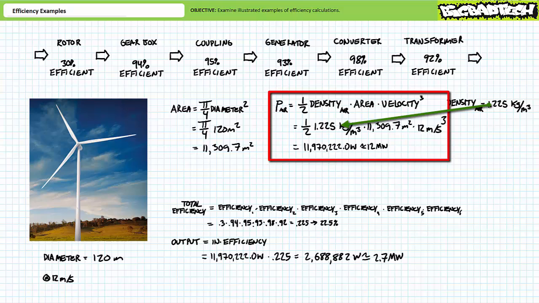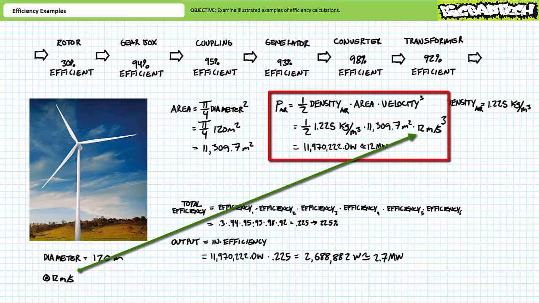Now we determine the input mechanical power. Substituting the density of 1.225 kilograms per meter cubed, the area of 11,309.7 meters squared, and the velocity of 12 meters per second into the mechanical power formula demonstrates this turbine is effectively consuming 11,970,222 watts, or roughly 12 megawatts of wind power.